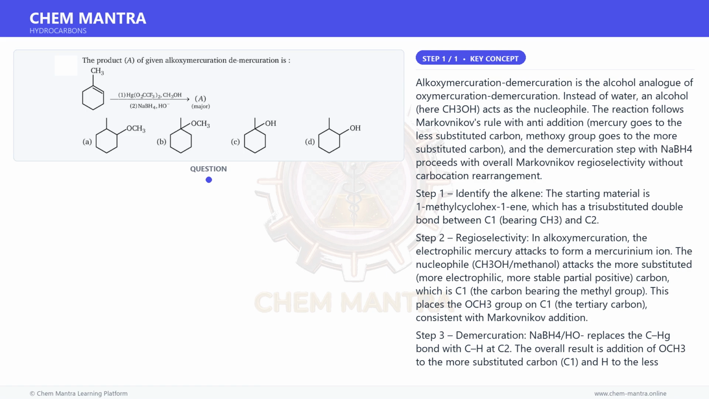Step 1. Identify the alkene. The starting material is 1-methylcyclohex-1-ene, which has a trisubstituted double bond between C1, bearing CH3, and C2.